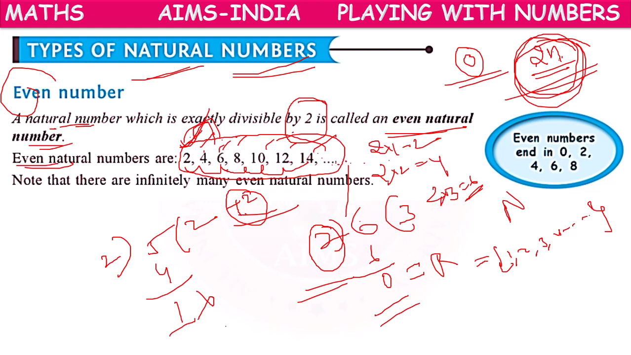So how many even numbers are there? They go on continuously up to infinity. So there are infinitely many even natural numbers.